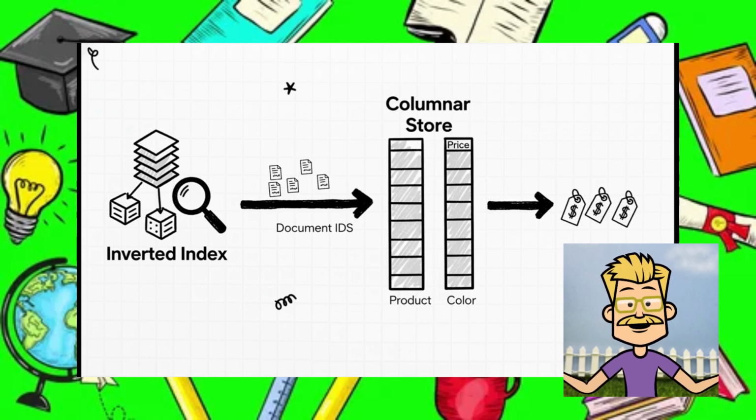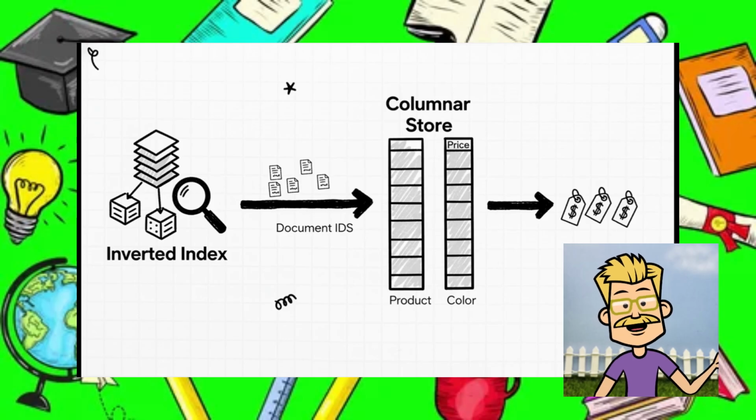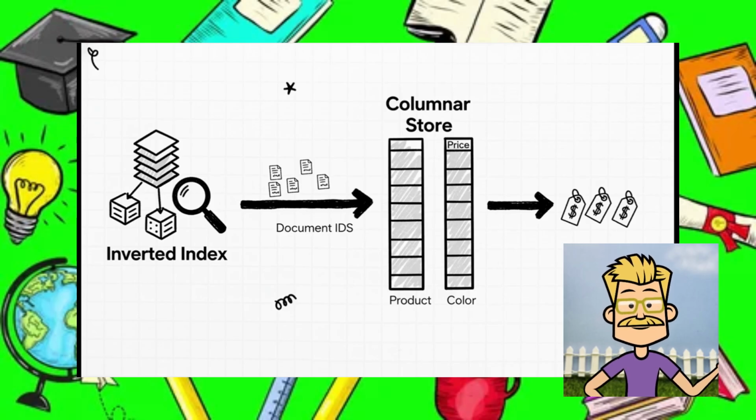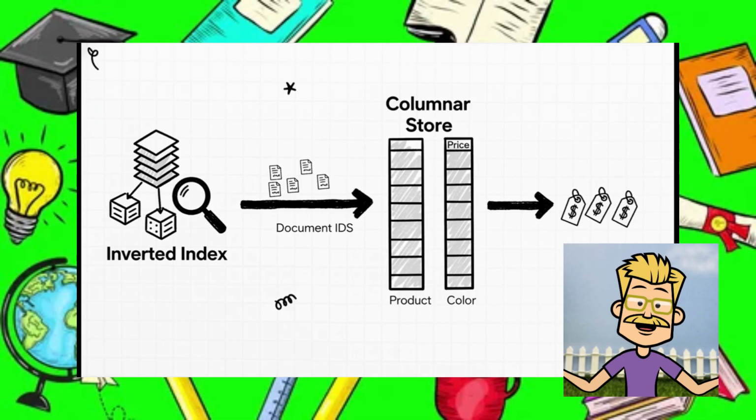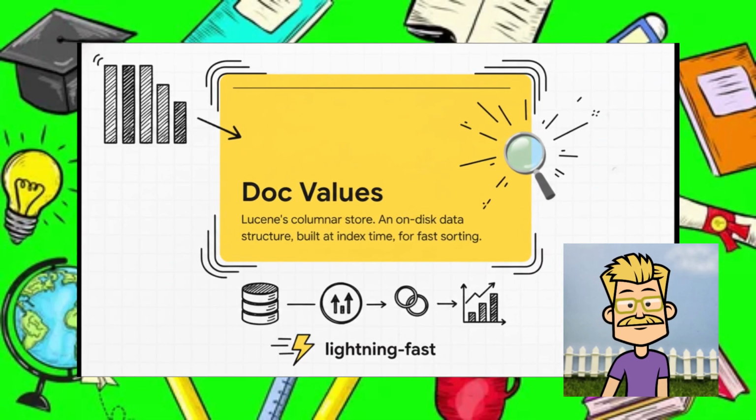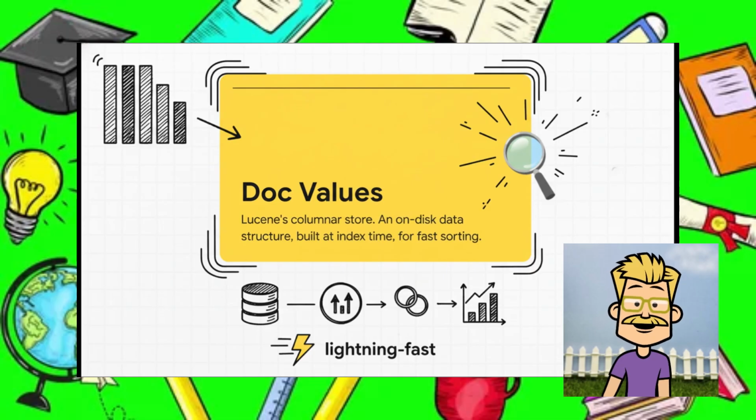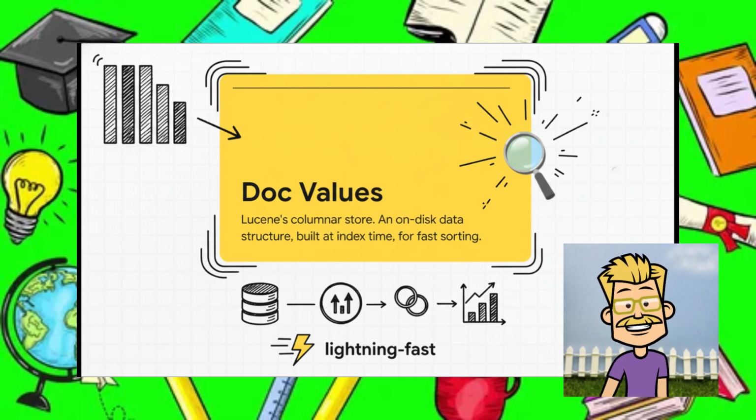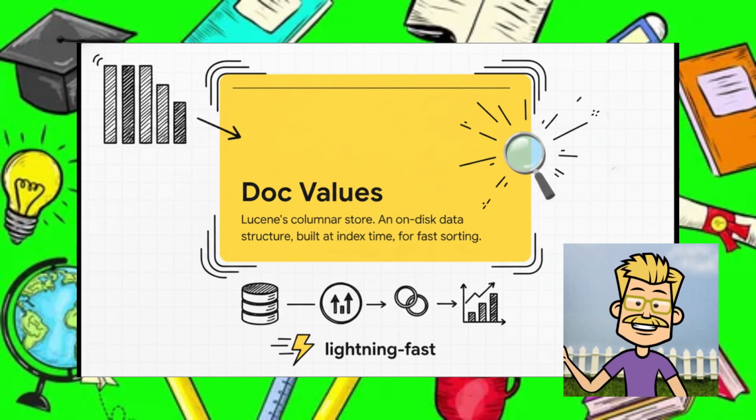We go directly to the price column and just pull out the prices for those specific IDs. It's super efficient because we're not wasting a single cycle reading data we don't need for the sort. And in the world of Lucene and Elasticsearch, this clever columnar store has a special name. It's called doc values. It's built for you, automatically, right when your data is indexed. It's just sitting there, ready to go, totally optimized for lightning-fast sorting, faceting, and aggregations.